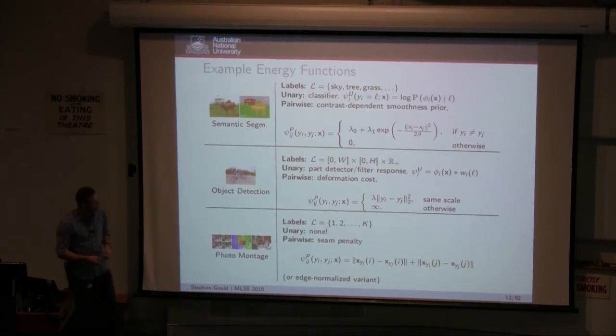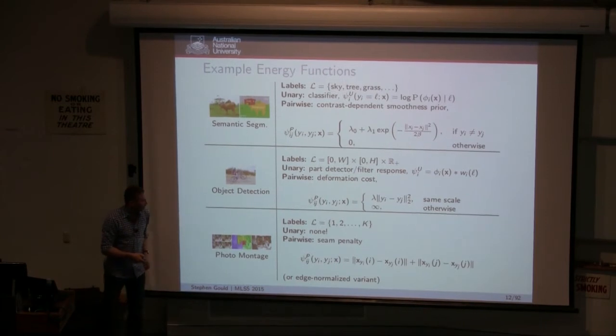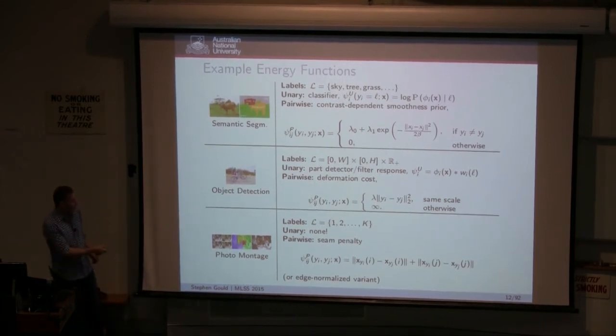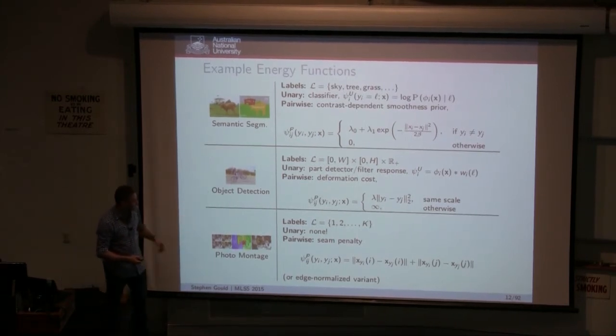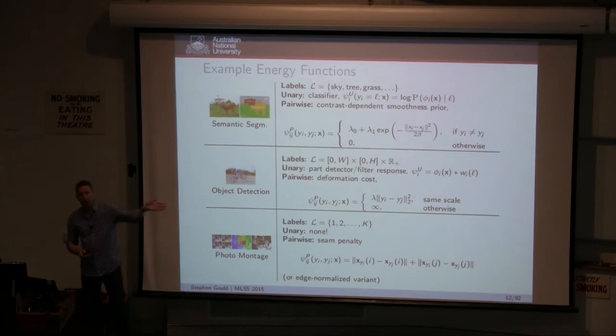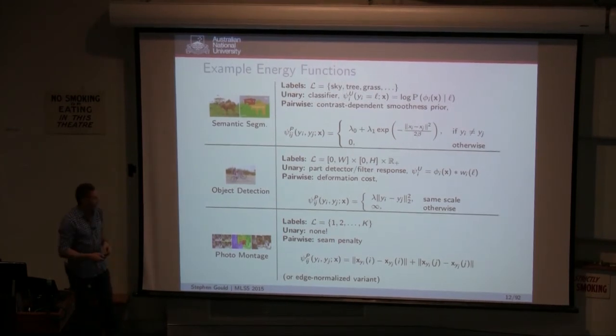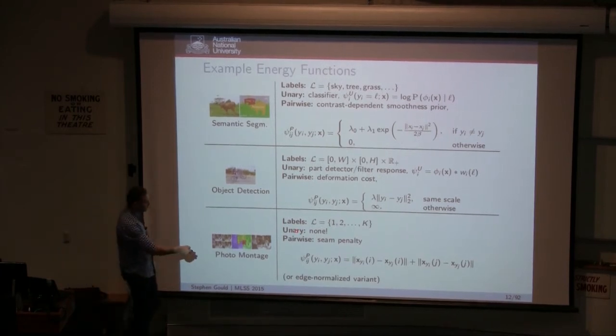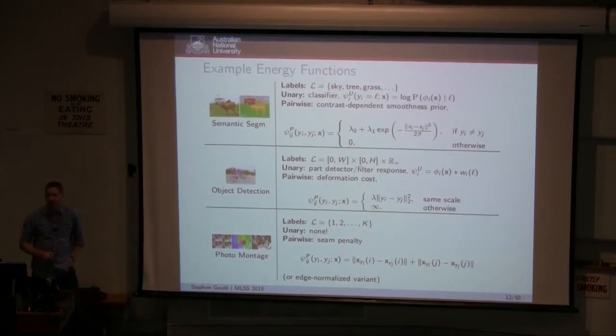final example, the demonstration we saw. Here, the label space is the index of the image that I'm going to copy the pixel from, right? So if I have k images, the labels are going to be 1 up to k. And then once I've got the labeling, I can just copy the pixel colors across. The interesting thing about this model is there are no unary potentials, right?